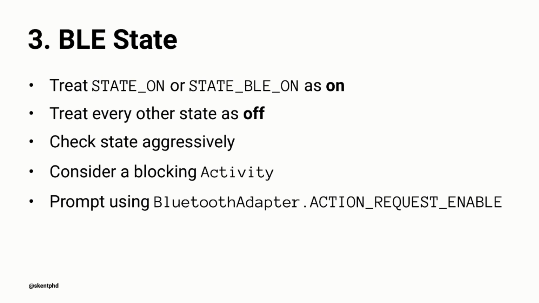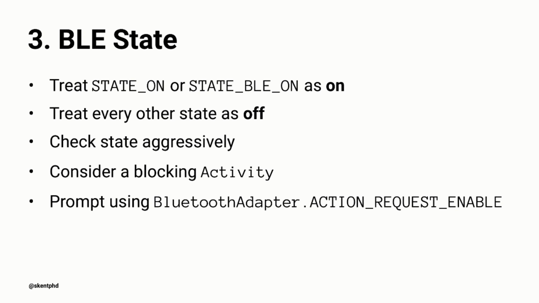Check this state aggressively because of that null issue that I mentioned earlier. Don't assume that if it was on a minute ago, it's still going to be on. Don't assume if you have a non-null scanner that it's still non-null. If your application really depends on BLE, consider adding a blocking activity that will prevent the user from interacting with the application while BLE is turned off.